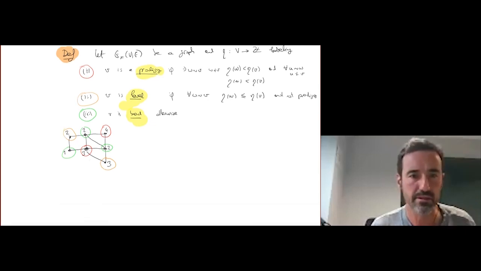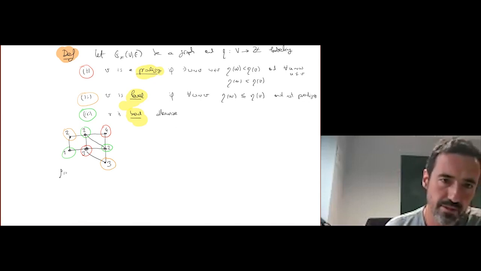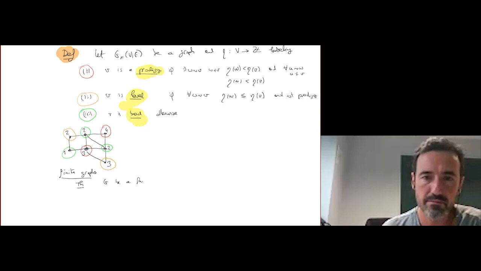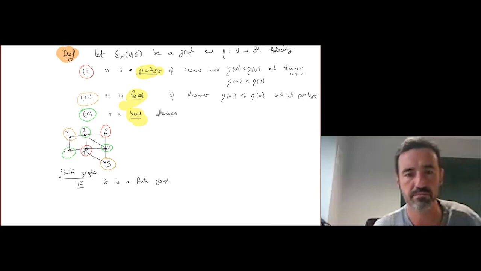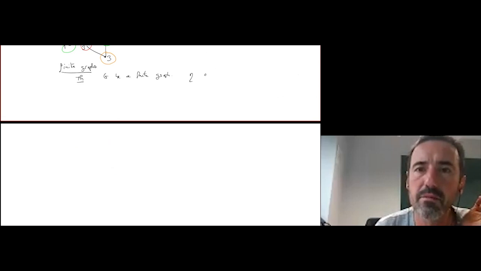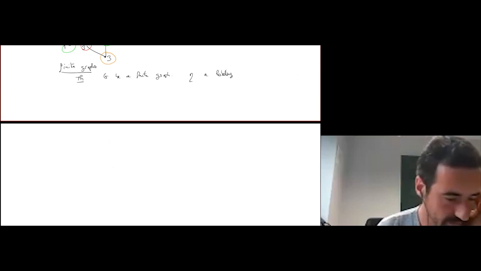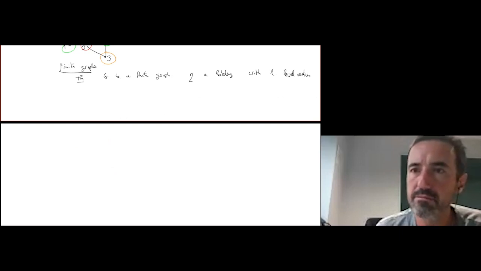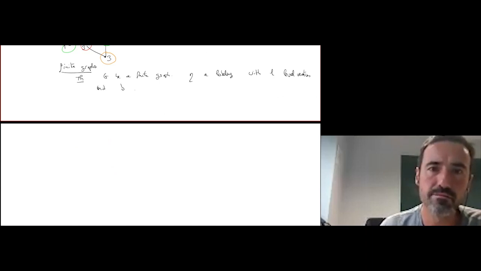Okay, so now I will give you this criterion, first for finite graphs. Let G be a finite graph and eta a labeling. Let's call L the level vertices and B the bad vertices.